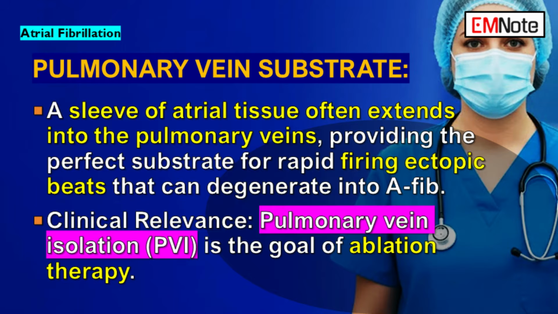I see. And that provides the perfect substrate for this triggered activity, especially these rapid-firing ectopic beats that can just degenerate into AFib. Which is why ablation so often targets that exact area. That's precisely why pulmonary vein isolation is the goal.